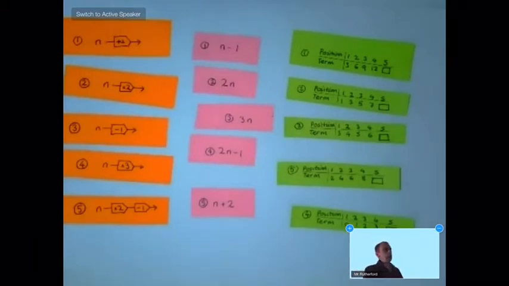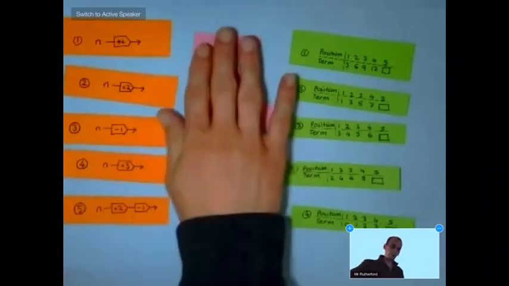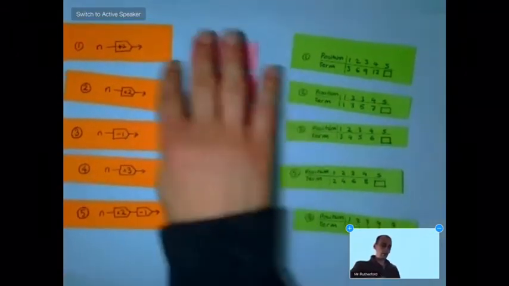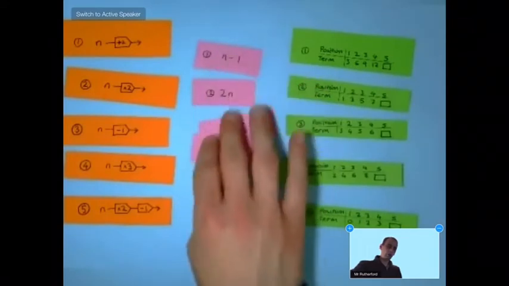So in today's session, we are going to look at the nth term. And this leads into that. If you want to pause your video now and have a go at matching them, then you're more than welcome to. Okay, so if we have a look, the first one, n plus 2.